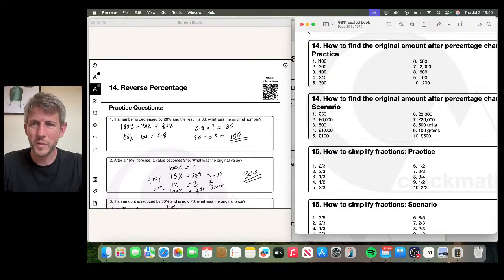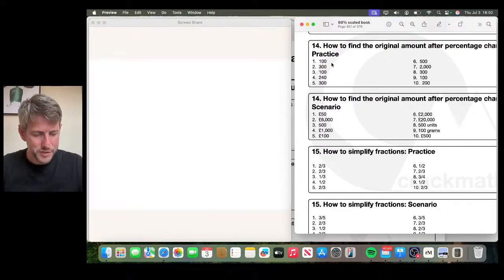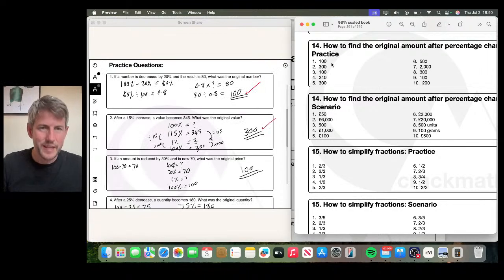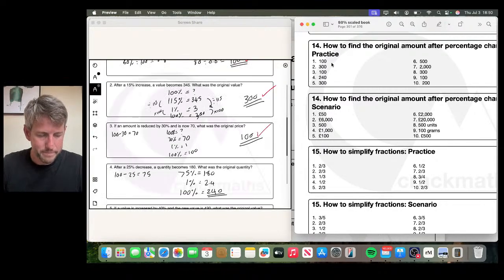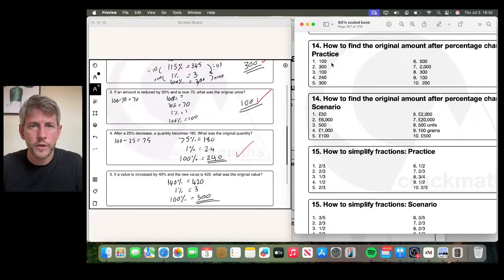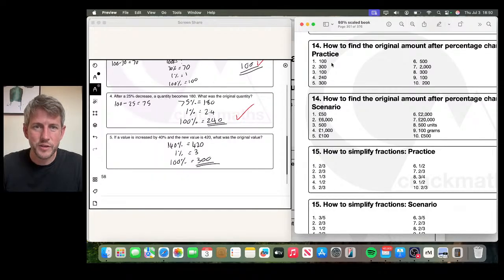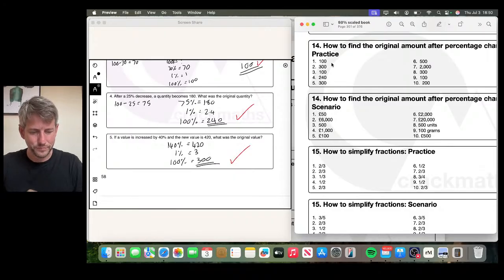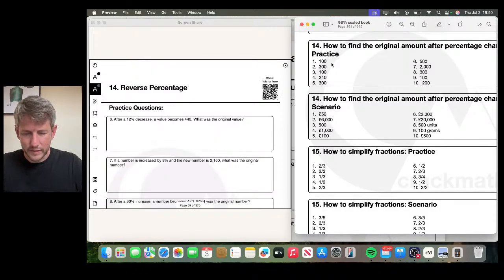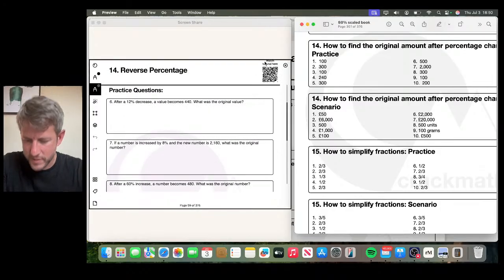Okay, right, so question 1 is 100. Yep, that agrees. Question 2 was 300. Yep, that agrees. Question 3 was 100. That agrees as well. Question 4 was 240. Yeah, that agrees as well. And question 5 is 300. Perfect. Right, let's have a go at these next ones.